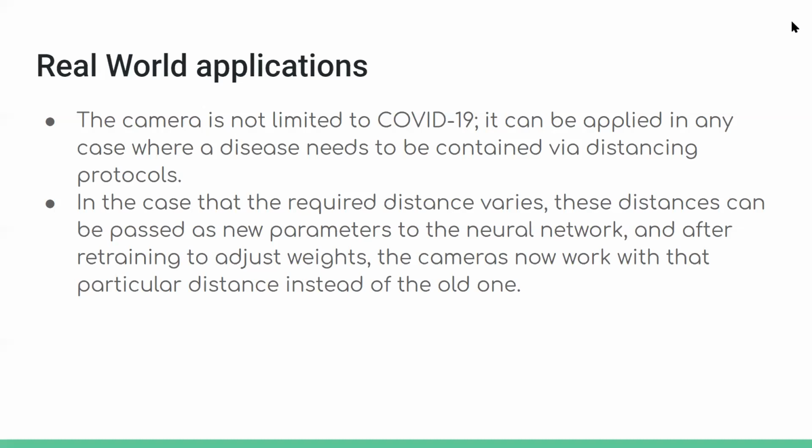I can say, hey, give me a picture that highlights anyone within 5 meters of each other rather than anyone within 2 meters. And after a few sessions of retraining to adjust the weights on the neural network, the cameras now work with that particular distance as opposed to the old one.